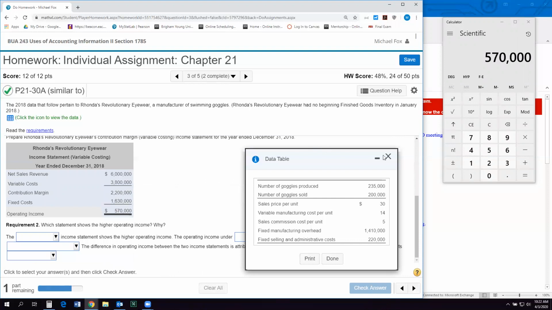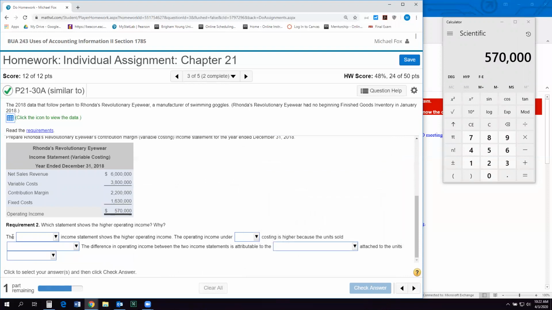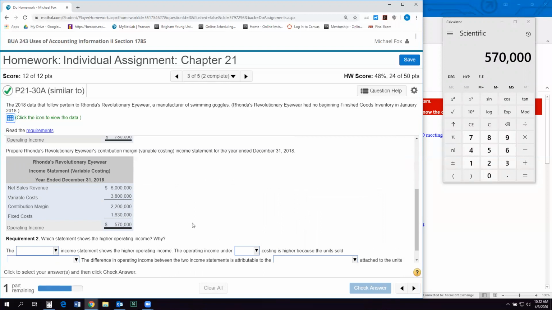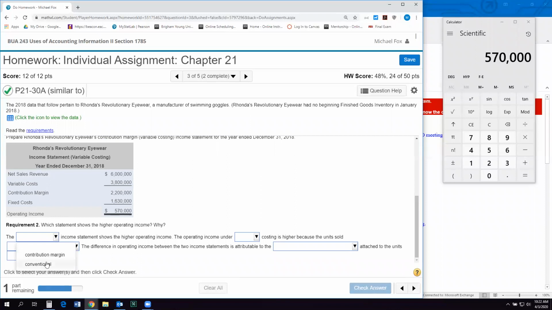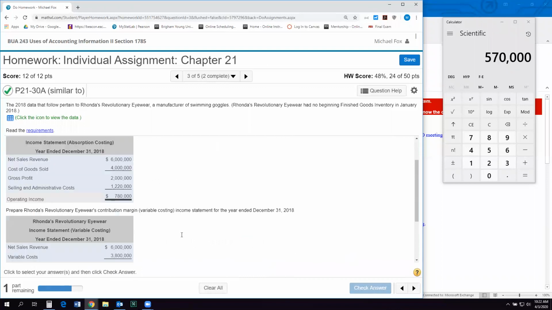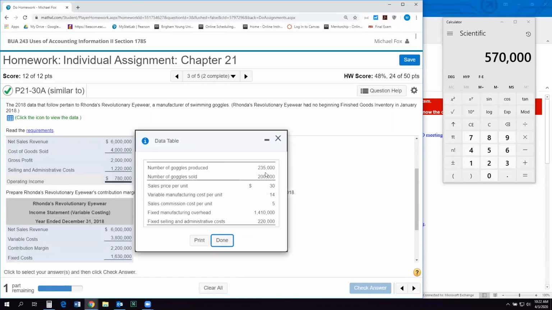So the question is going to be, the blank income statement shows a higher operating income. So that would be this first one, the absorption or conventional income statement. The operating income under blank costing is higher. So under absorption costing is higher because the units sold, let's see, units sold was less than the units produced, right? We produced 235,000 and we only sold 200,000.